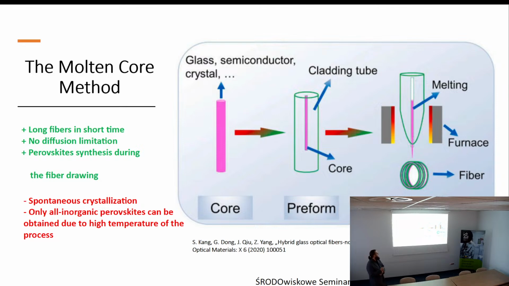And how does it work? We use the crystalline material. We put it into the glass cladding to prepare a preform, and then we put our preform into the furnace, and we move our preform. Glass is soft enough to be drawn, and the crystalline material inside is completely melted. So when the fiber leaves the furnace, we obtain the fiber with the size that we want, and the crystalline core recrystallizes again inside the fiber.